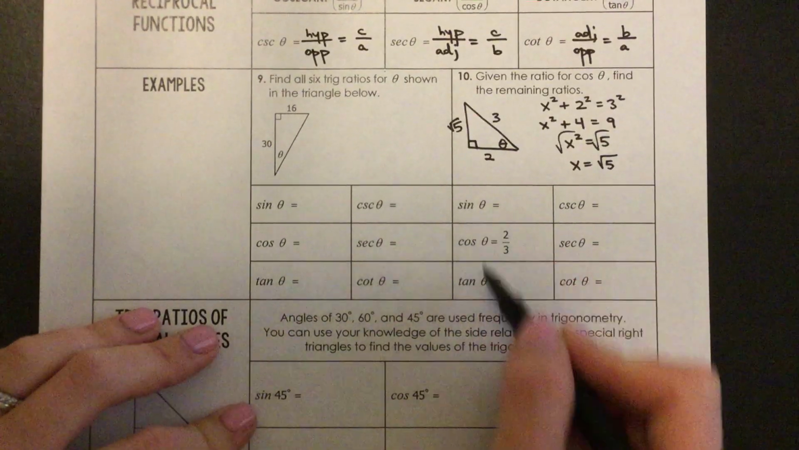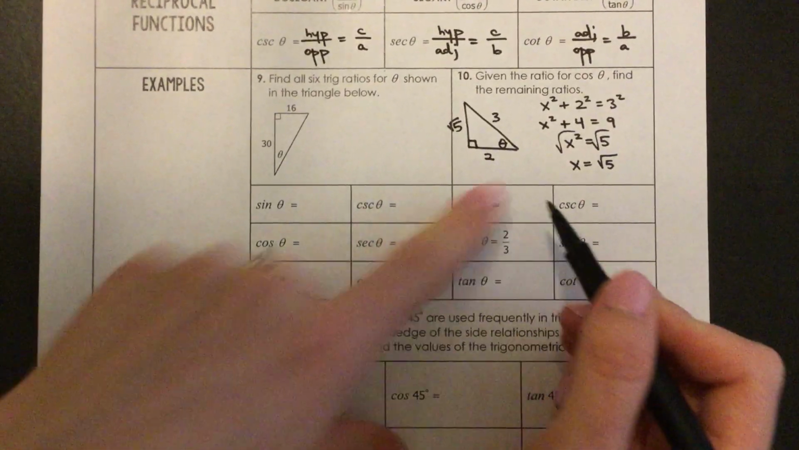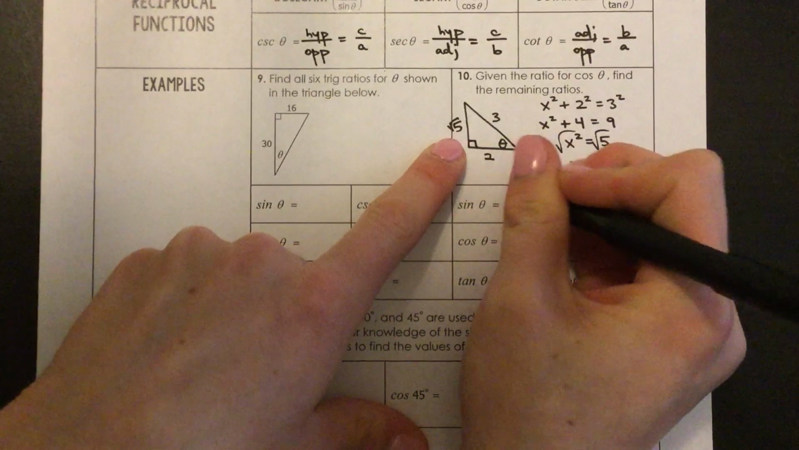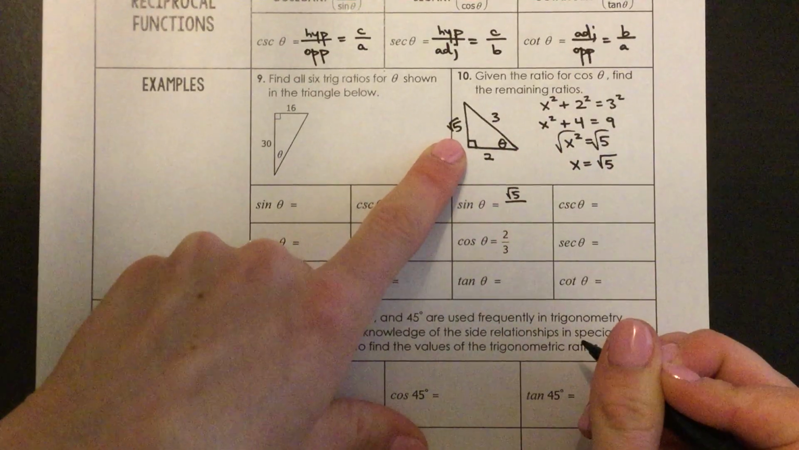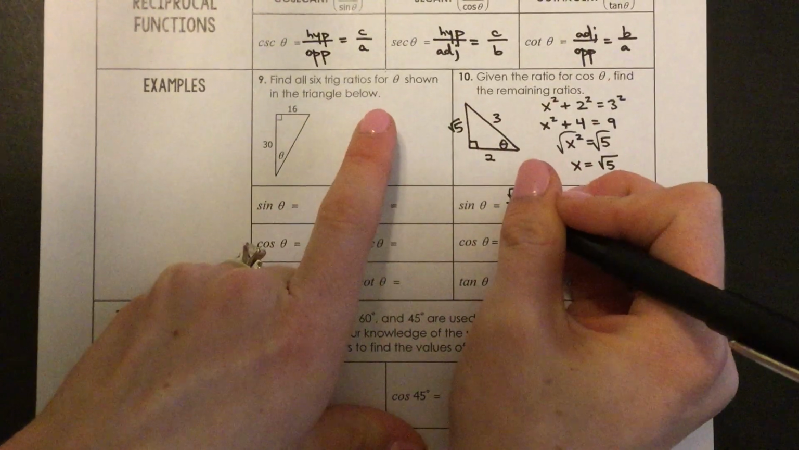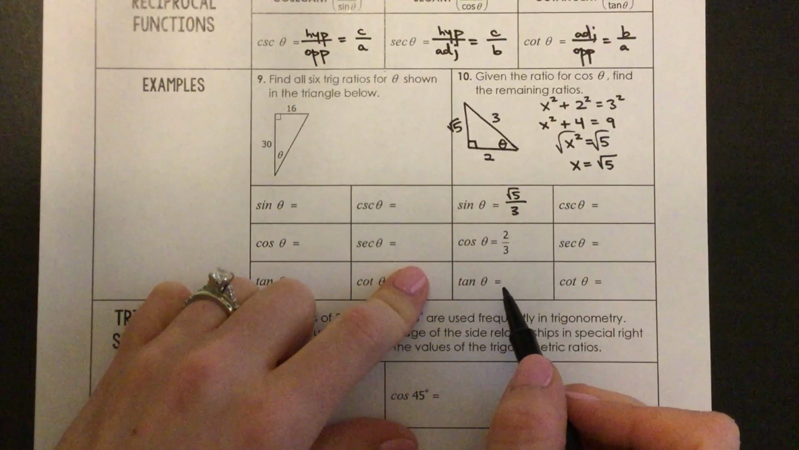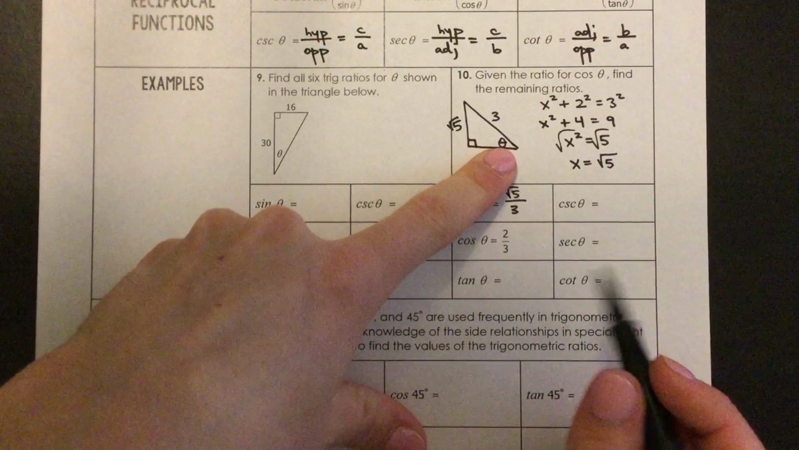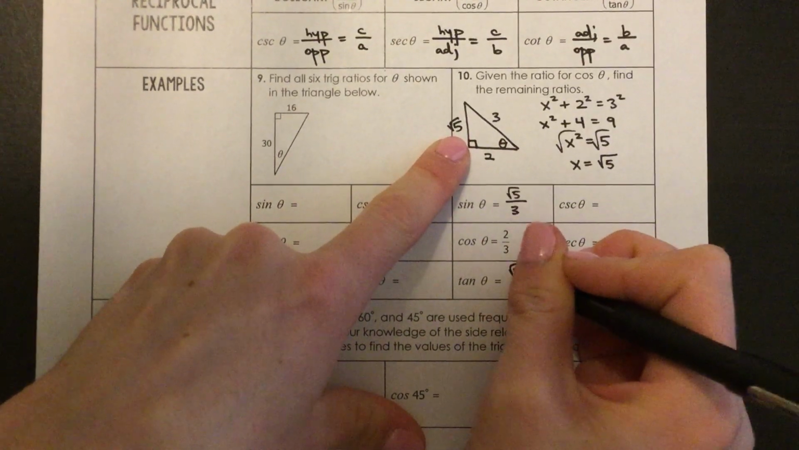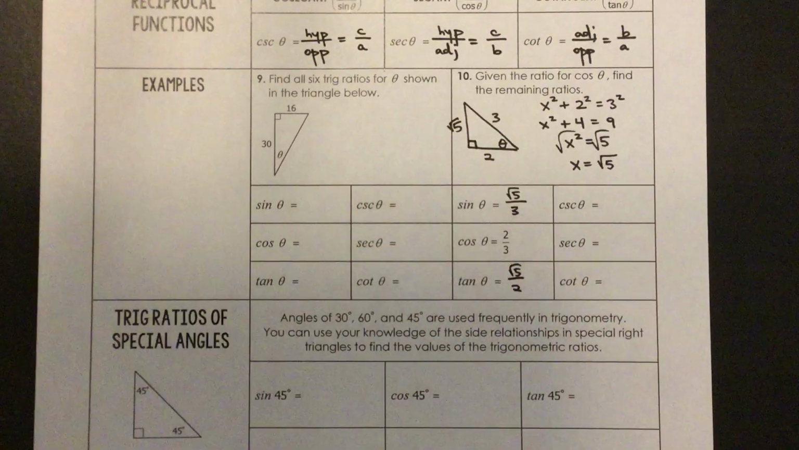So I would think SOHCAHTOA here. Sine is opposite, which is the square root of 5, over the hypotenuse, which is 3. So sine is opposite over hypotenuse. Cosine we already have. Tangent is opposite over adjacent. So opposite is root 5 over adjacent, which is 2. So we've got those ones.